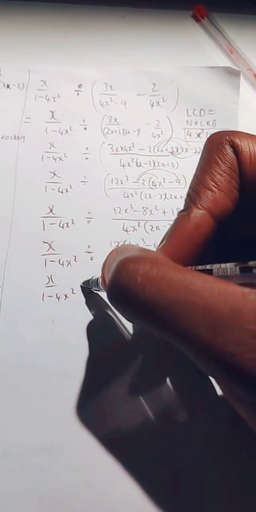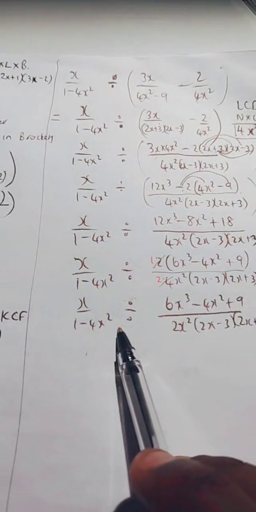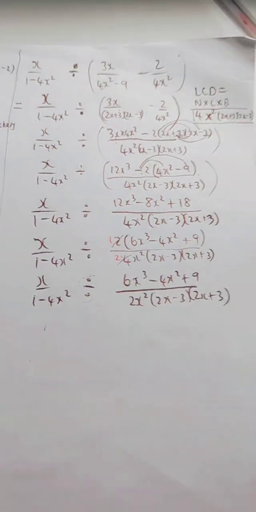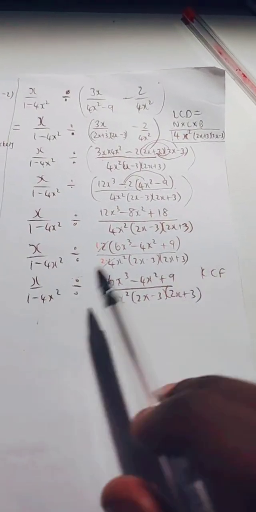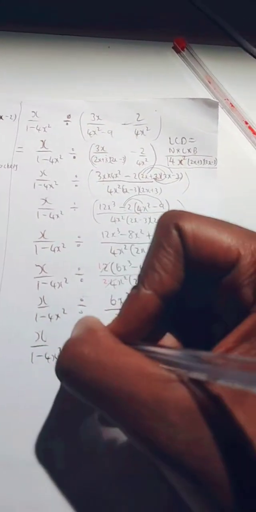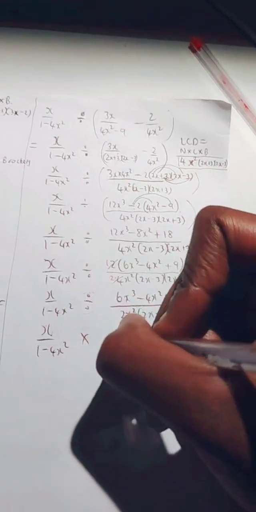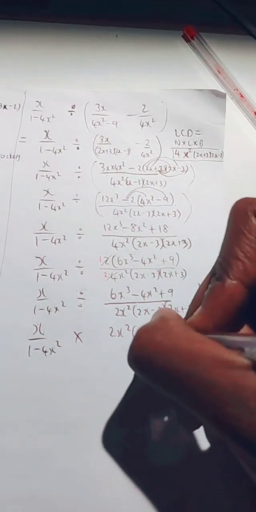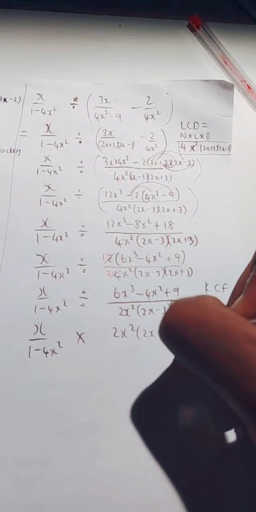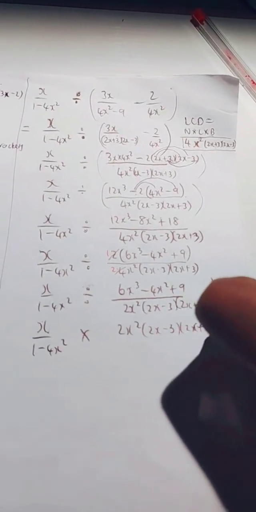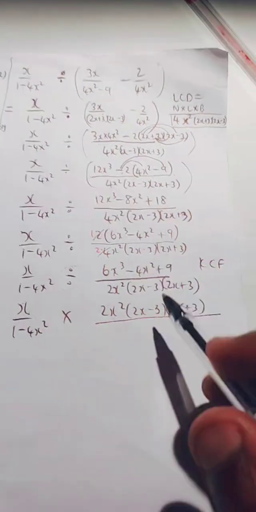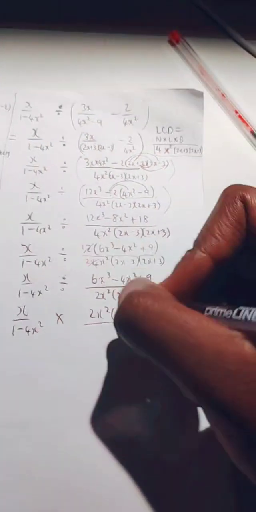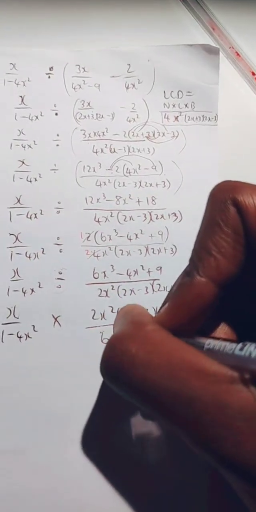Now we can come and check on this fraction divided by that. So we are going to apply KCF. What does KCF mean? We keep the first fraction, we change the division sign, we flip the second fraction. So when we flip it, this is what we have at the top. The bottom becomes the top, and the top becomes the bottom.